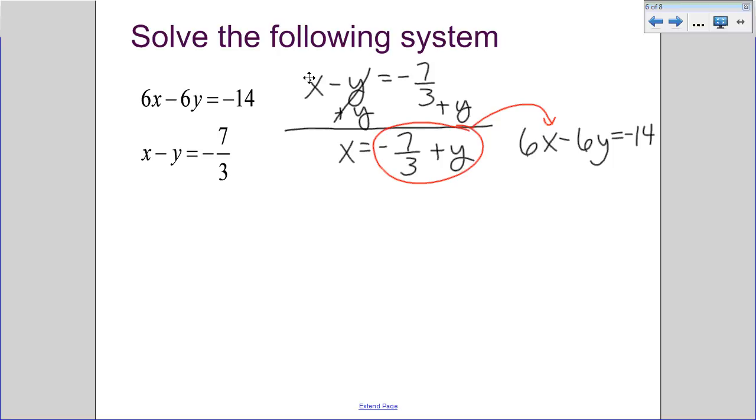So what is my equation going to look like when I do that? What's the first thing I should write down on my paper? Kenny? 6. Then what should come next? Parentheses. Negative 7/3 plus y. Beautiful. What would come after that, Michael? Minus 6y. We have equals negative 14.